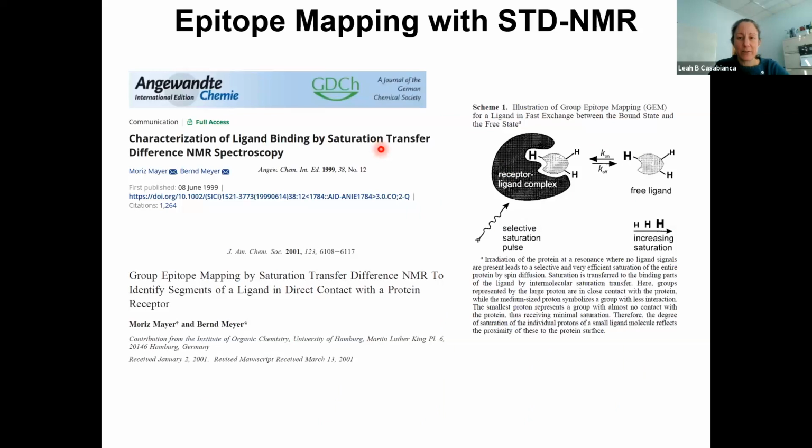So these are the seminal papers suggesting using STD NMR for epitope mapping, Mayer and Meyer. And we can see that they indeed are suggesting that the proton that is closest to the receptor in the bound state is going to receive the highest saturation transfer, and those that are farther from the receptor in the bound state have a lower STD effect.